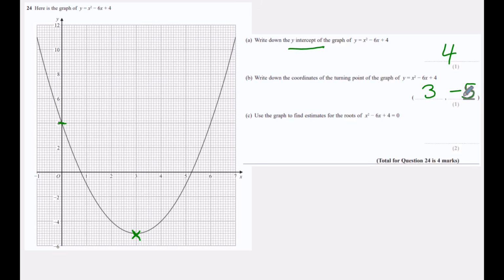And use the graph to find estimates for the roots of x squared minus 6x plus 4 equals 0, where it's equal to 0, the roots, where it crosses the x-axis. So that seems to be at 0.8 and 5.2.